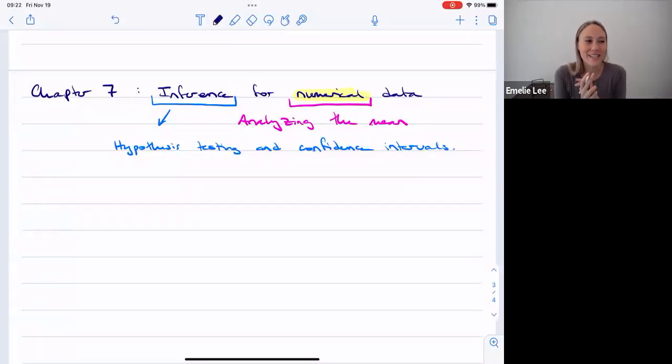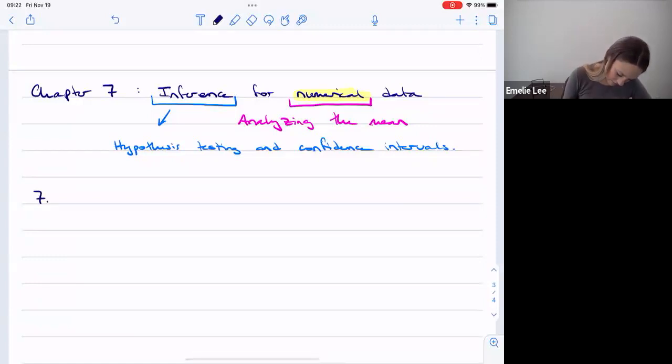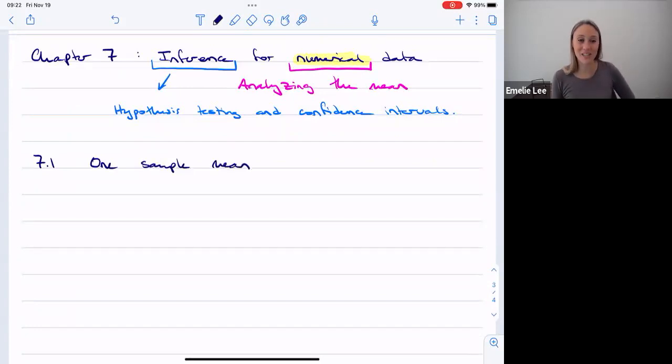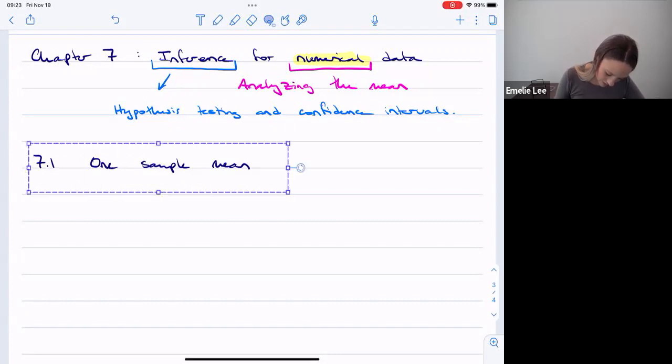Not really, but so chapter 7, 7.1. One sample mean. I don't think that's what it's actually called, but that's what I'm going to call it. Okay, so remember, when you read a question, you have to identify what type of question it is. The types that we've seen so far are one sample proportion, where you have a proportion and you want to compare it to a value. And maybe I'll do a little summary here.